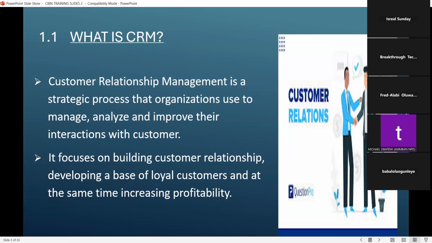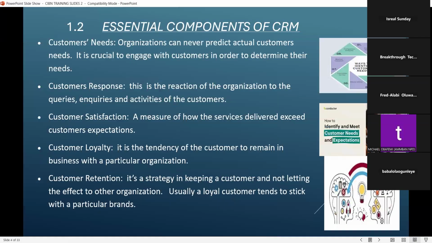So we have various types that you can use to manage, analyze, and improve your interactions with customers. Also, it's focused on building customer relationships, developing a base for loyal customers, and at the same time, increasing profitability. Of course, if you have most of your CRM tool, building customer relationship won't be a problem because already you have a database of these customers, and probably you must have segmented them to know, okay, this category of customer, this is what they want. These are the people complaining.